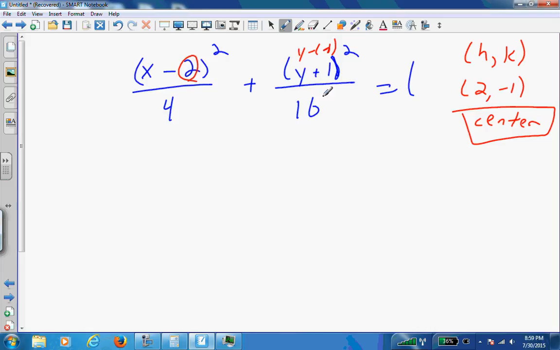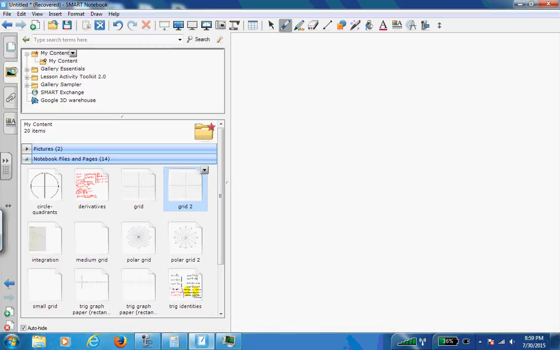Now, since the larger value is under y, technically we consider this a squared. So a would be 4. So this would be b squared. So b is 2. So we have an ellipse centered at 2, -1.